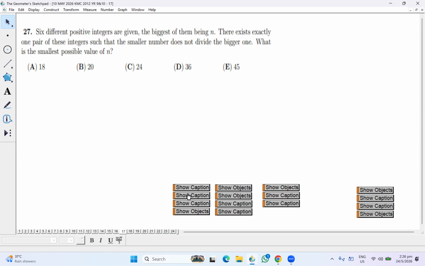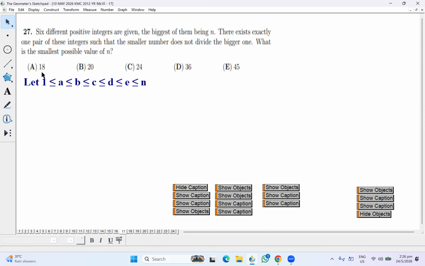6 integers, choosing 2: 6 choose 2 is 15 pairs. 15 pairs, 14 pairs all divisible. Must have exactly one pair that is not. What is the smallest possible value of n?